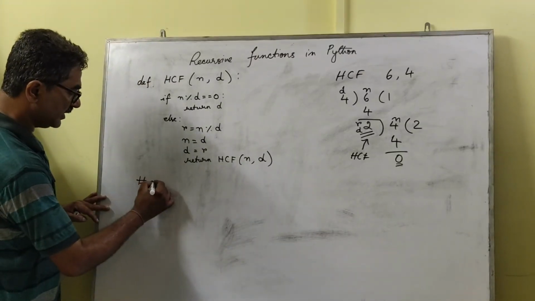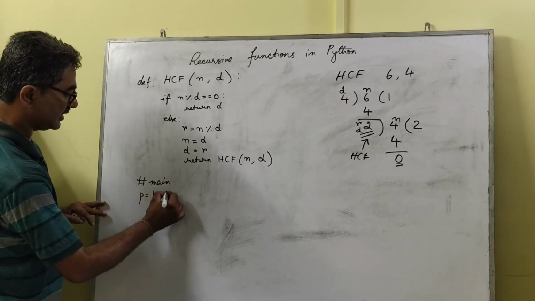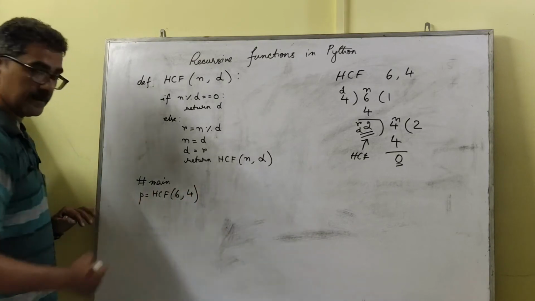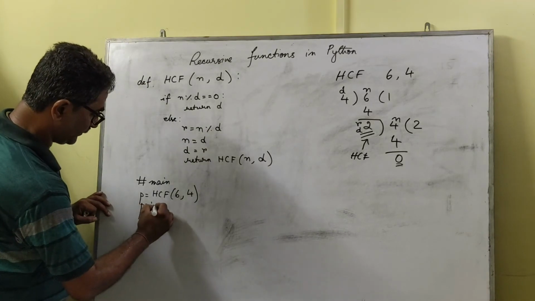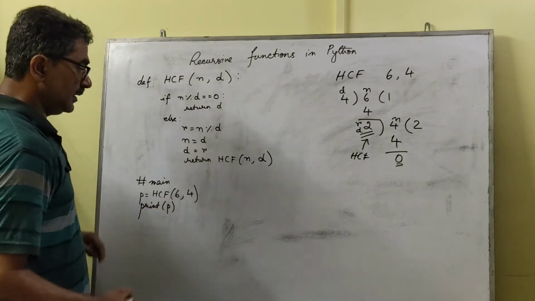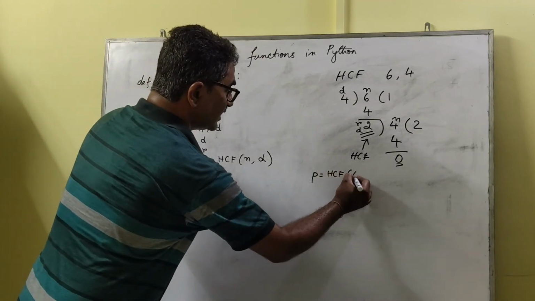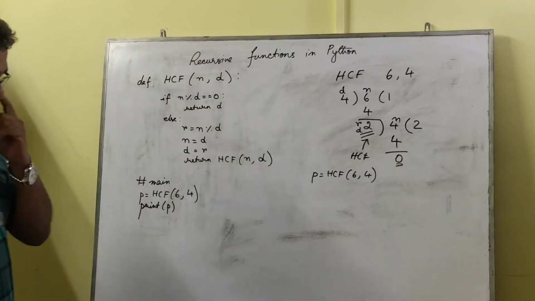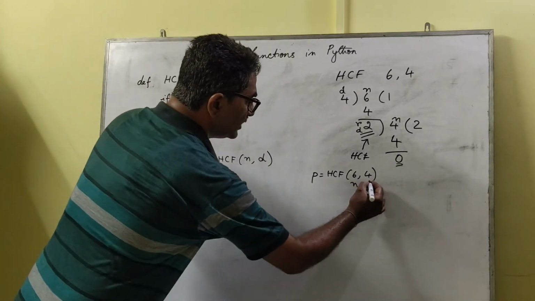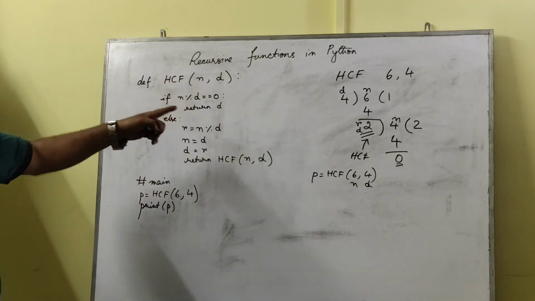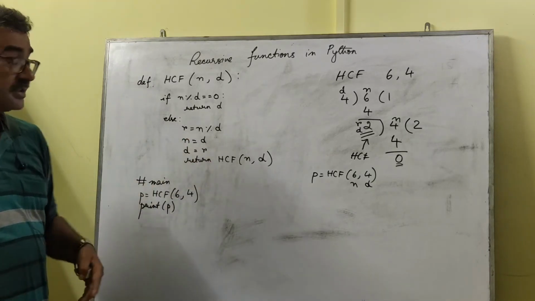Now let me write the main, and then we are going to go for the analysis or dry run of the program. P equal to HCF 6 comma 4. Now print P. So when we start analyzing it, P equal to HCF 6 comma 4. It doesn't matter which number is greater or smaller, because it's still going to work. This is my numerator, this is my denominator. If n modulus d equal to 0, that means 6 modulus 4, if it is equal to 0, now it isn't 0. So what happens?